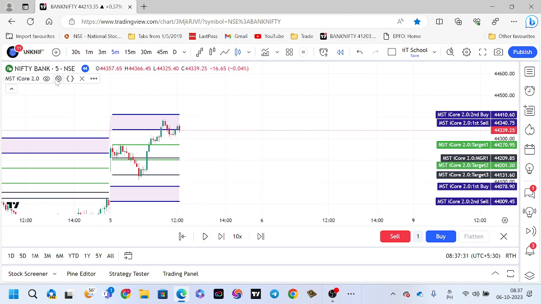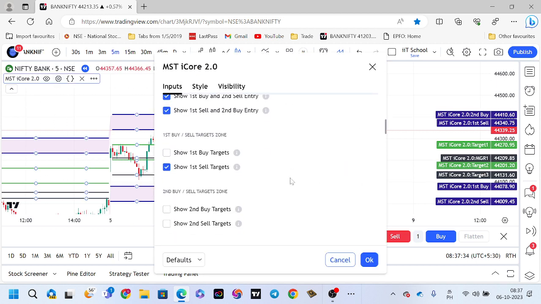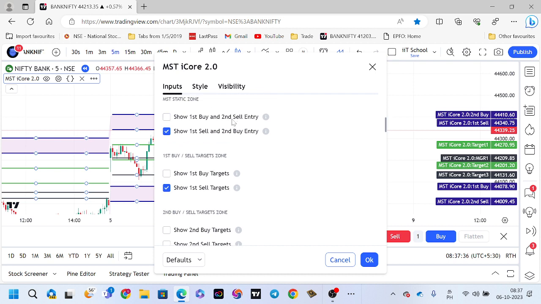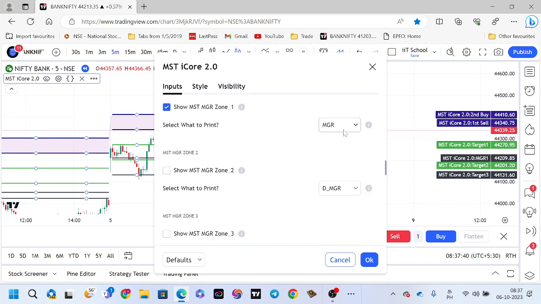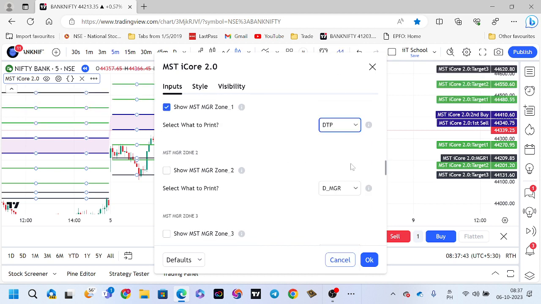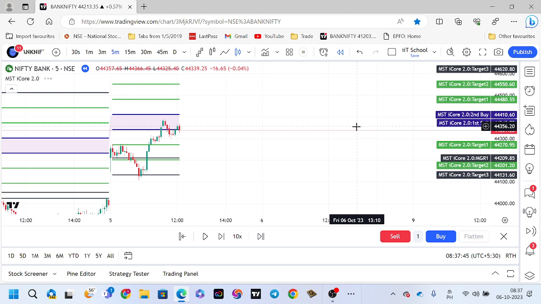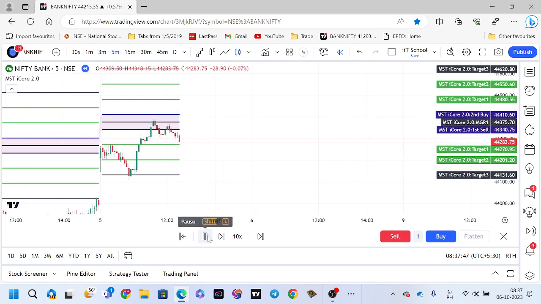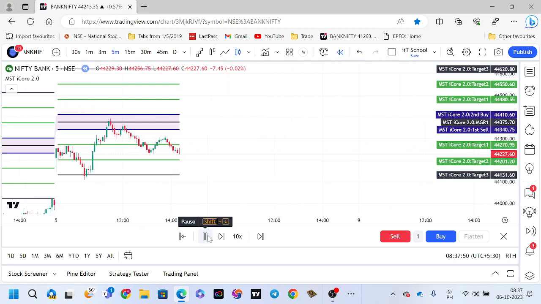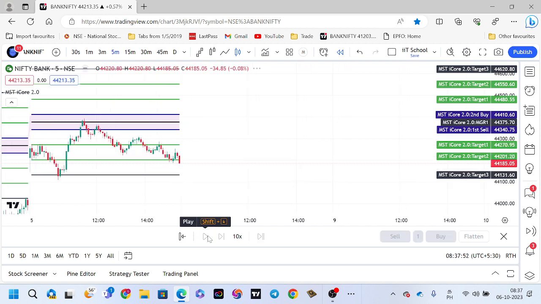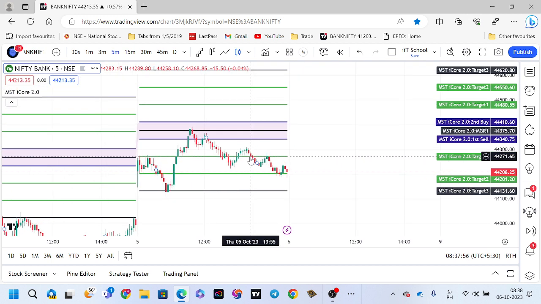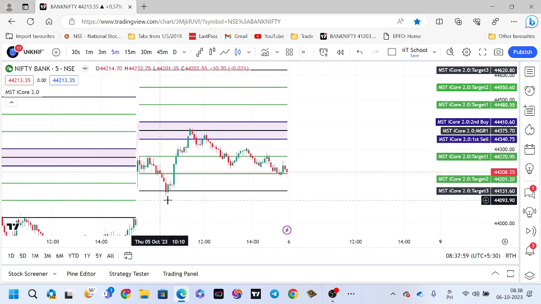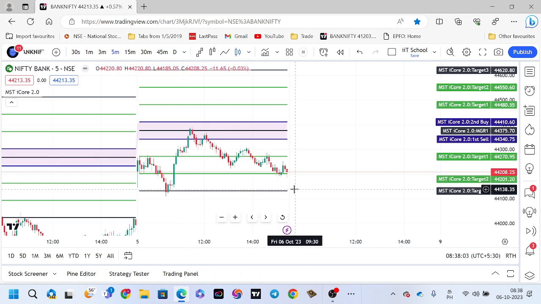So now I will change this default setting. Since sell activated, I am removing the buy, enabling the sell targets, and also enabling the second buy targets, because if SL hits, I have to go for the reversal entry. So everything is ready. I am waiting for the target. First target hit, second target also hit. That's all. See here, perfection. From this zone it has taken reversal, and from this zone it has taken the reversal. We got the perfect targets.